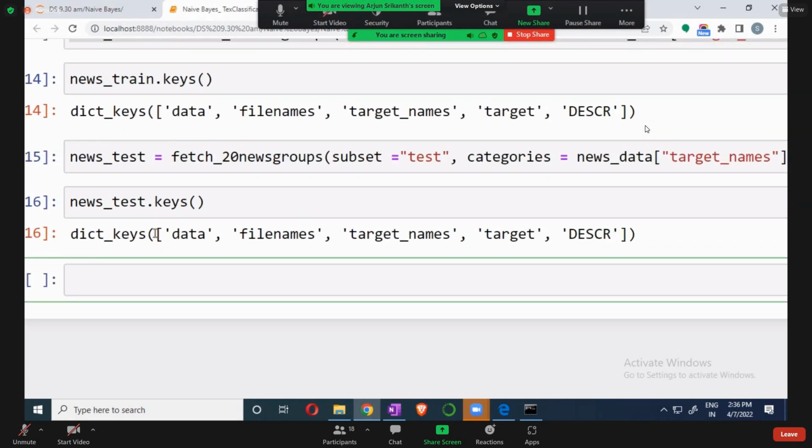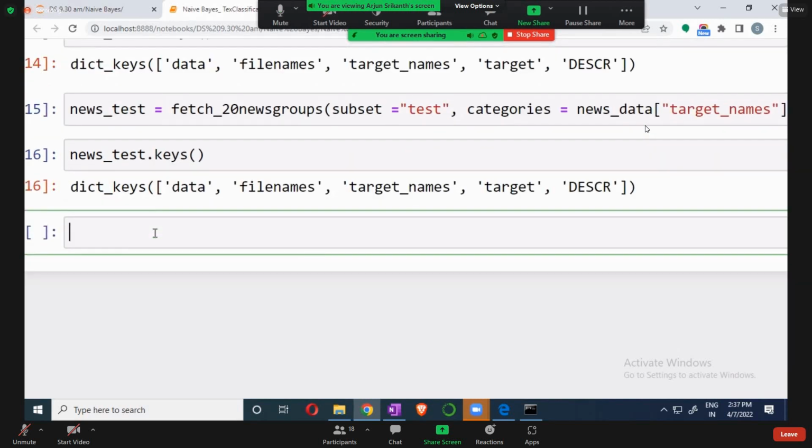Okay, you got the training data and testing data. Got it, guys? Clear? Now start your count vectorization. Start your transformation. Just play with it, and we will stop it.